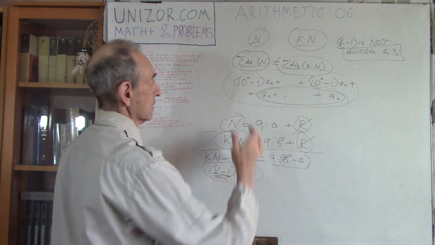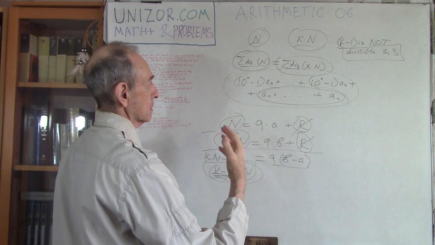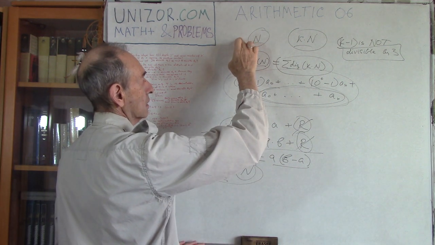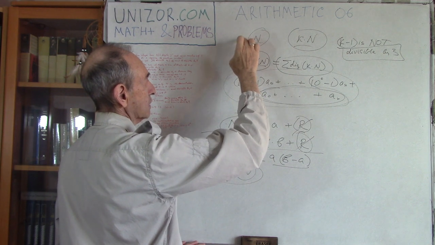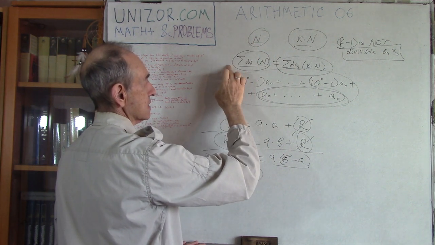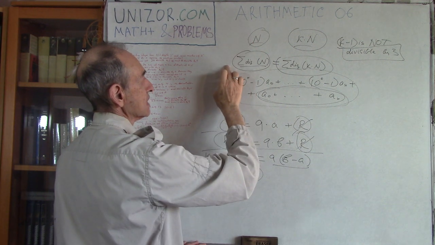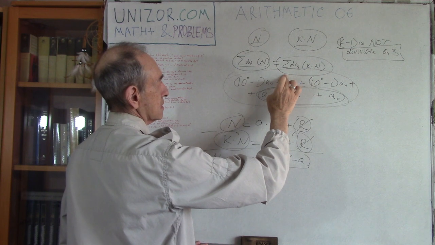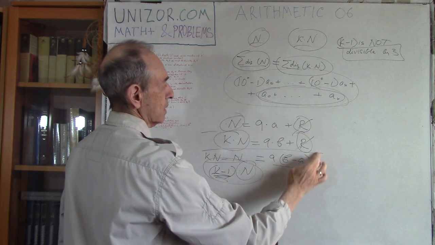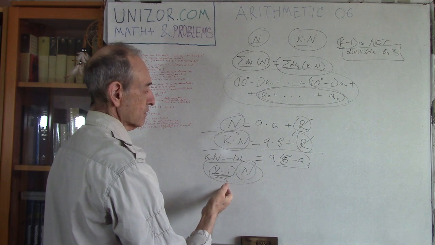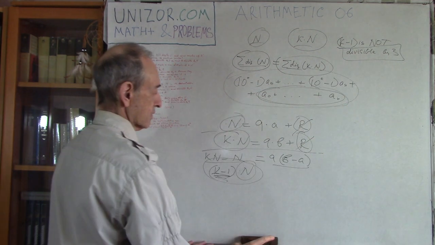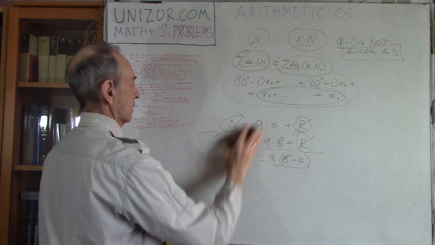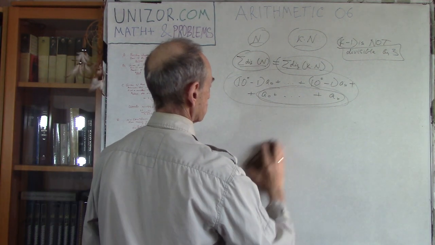Again, the base of this solution is that the remainder in division by 9 between a number and the sum of its digits is the same. So this and this give the same remainder. And these are equal, so this is also the same remainder. And if it's the same remainder, their difference would be divisible, and since k minus 1 is not divisible by 3, then by 9 should be divisible. The n should be divisible by 9. Okay, that's my second problem.